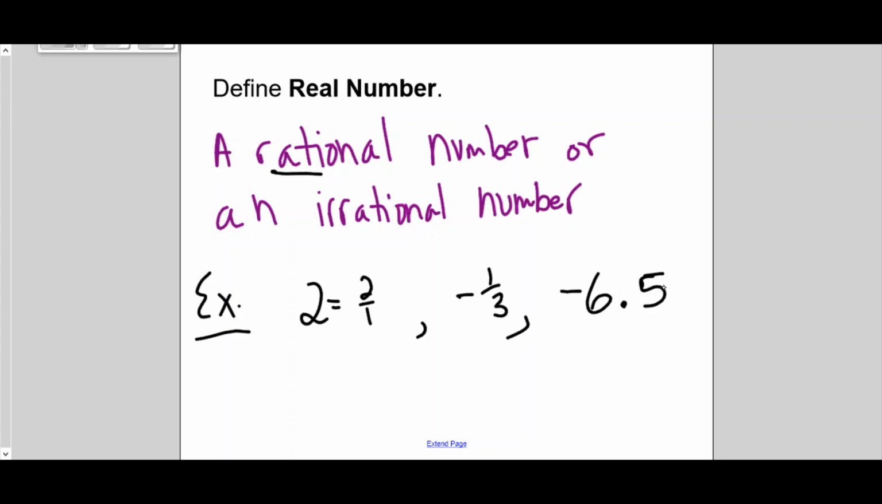Irrational numbers, so these are numbers such as square roots. So like, for example, square root of 2. This is a decimal that keeps repeating on and on forever. So since it has no endpoint, this is an irrational number. Another example would be pi. So this number continues on forever. So these are all what we call real numbers.